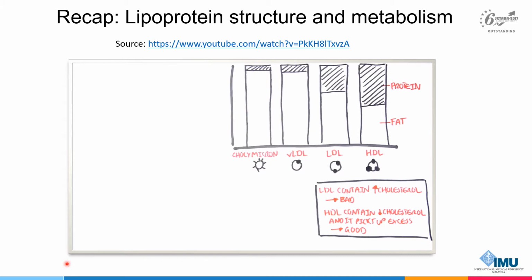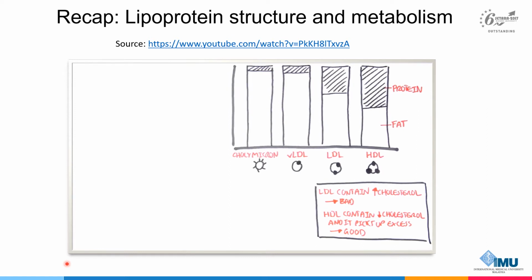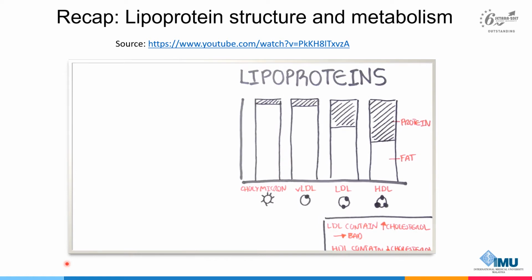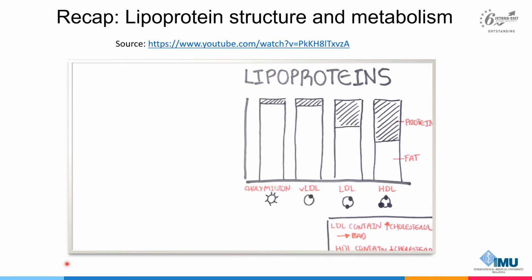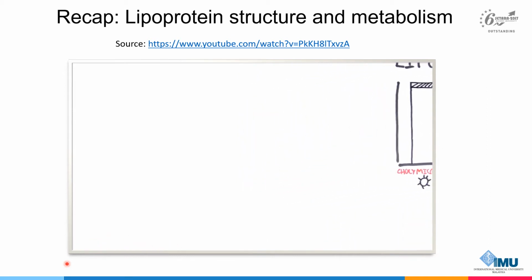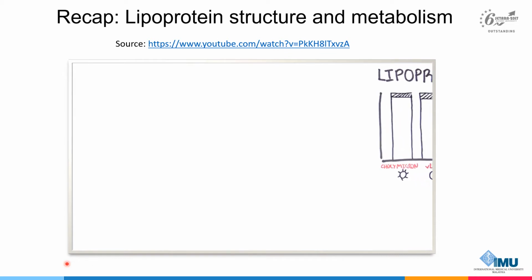If this doesn't make sense, don't worry. We will try to follow a story for each of these lipoproteins and see what they do in our body. Let us begin with chylomicrons. Chylomicrons are responsible for transporting fats that we have absorbed in our diet and delivering it to body tissues.